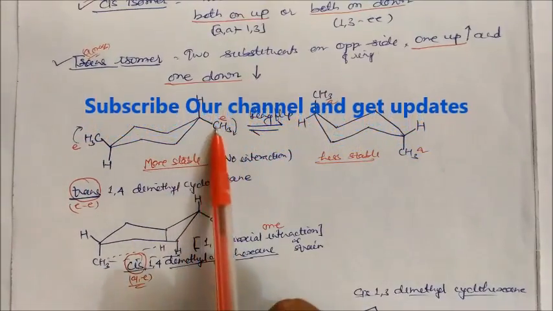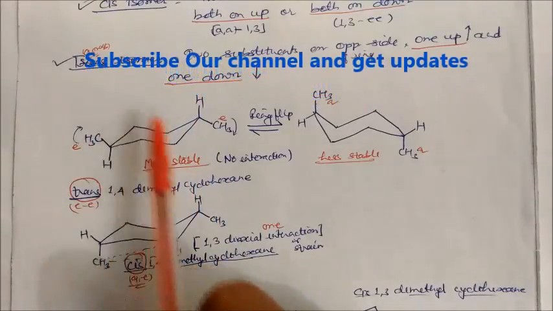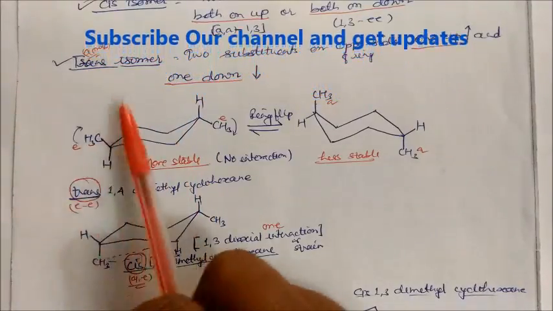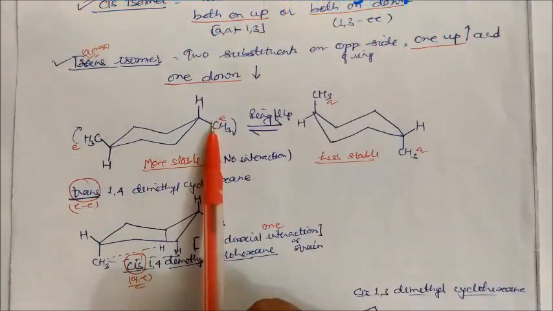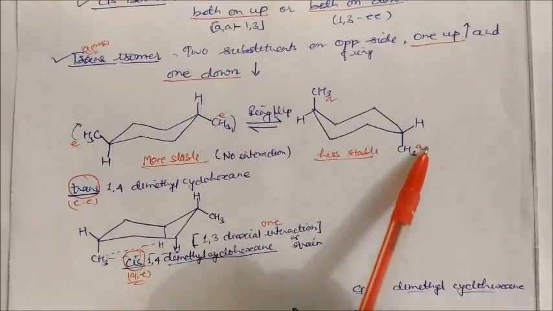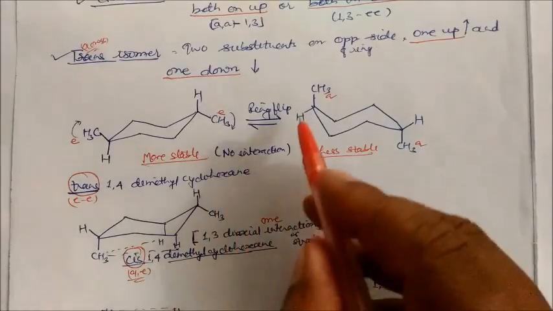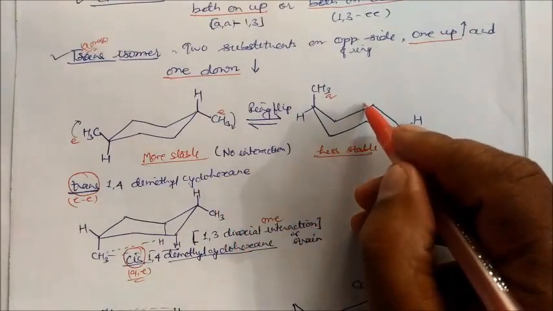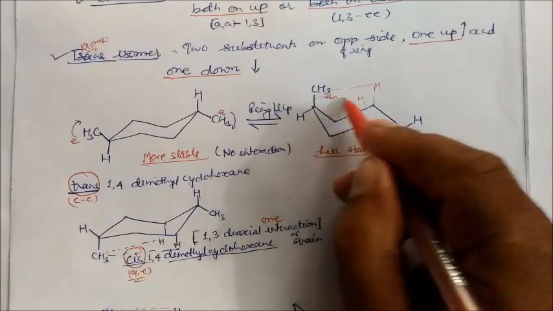If you flip it, this carbon is going down and this is going up. So this is up, and it will convert into A. When you are flipping, E is converted to A, and A is converted to E. So both are E, so both will convert to A. This cyclohexane is less stable because this will interact with 2 hydrogens, 1 hydrogen this side, 1 hydrogen this side.